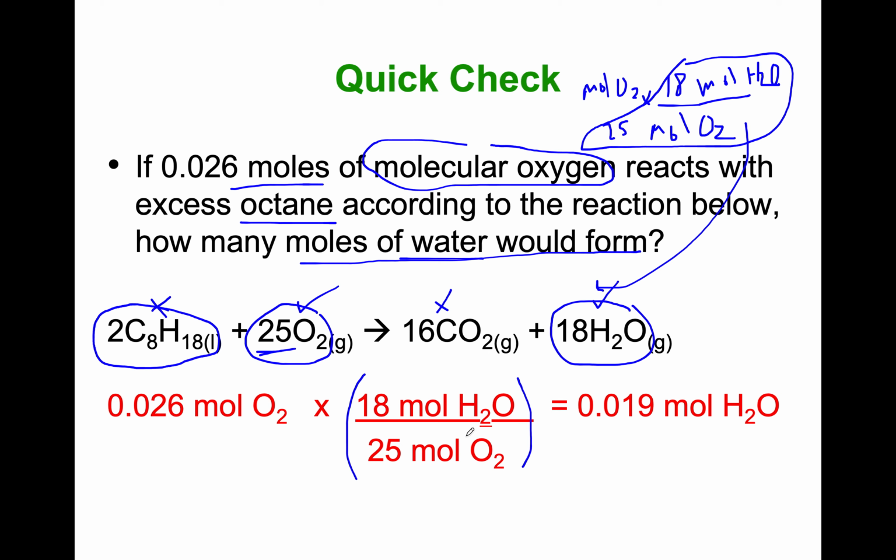18 moles of water. Emphasize, what are your moles of? 25 moles of oxygen. So moles of oxygen cancels with moles of oxygen. This does not cancel because that's your final answer and the unit for that: 0.019 moles. Okay, so that's moles to moles. Mentioned there's two types, moles to moles or grams to grams.